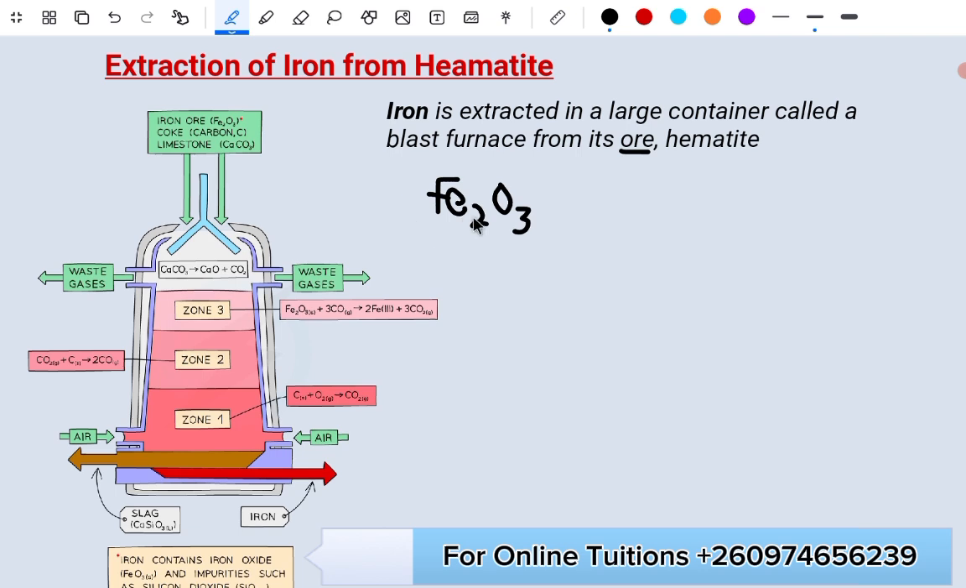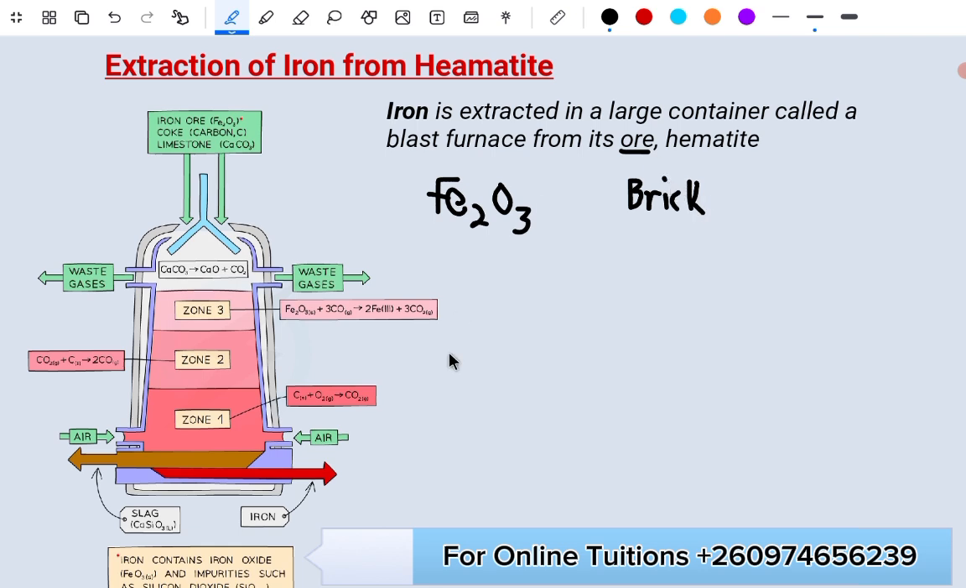So all this extraction happens in what we call a blast furnace. Now a blast furnace is just a long tower, about 30 to 40 meters high. If you look at the diagram here, they are mostly made of bricks. And why do they use brick? Because brick can withstand a very high temperature.